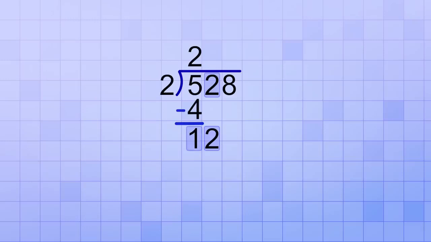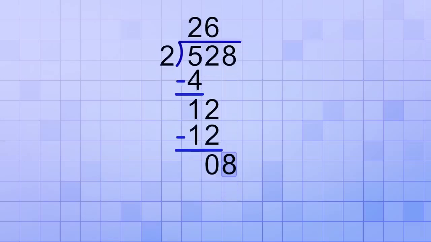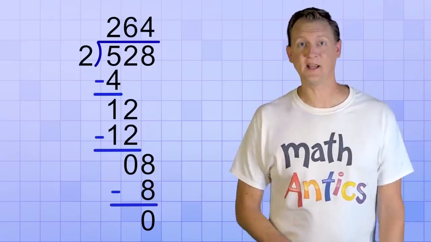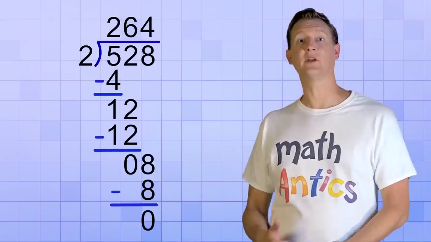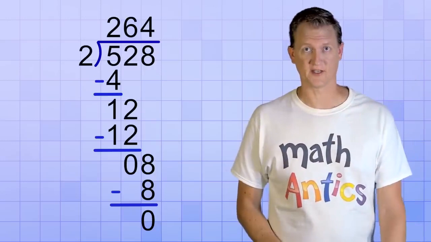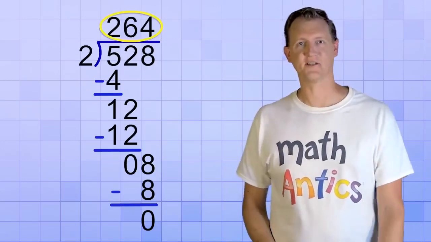Then we ask, how many 2's will make 12? That's easy, 6. So we put 6 as the next digit of our answer. 2 times 6 equals 12, and 12 minus 12 leaves no remainder. And finally, for our last digit, even though there is no remainder, we can bring a copy down and ask, how many 2's will make 8? And the answer is exactly 4. 4 times 2 equals 8, which again leaves no remainder. There, we went digit by digit and broke our problem up into 3 division steps, one for each digit. And we got our answer, 264.